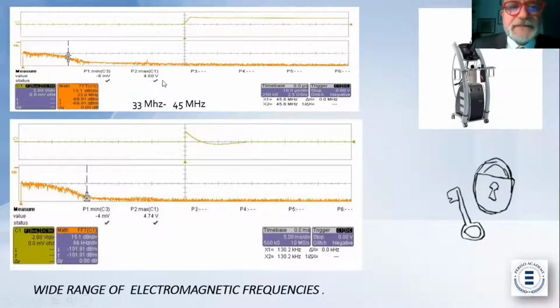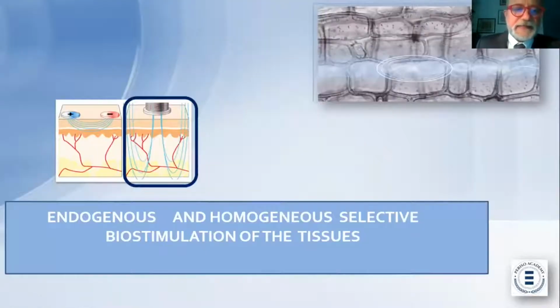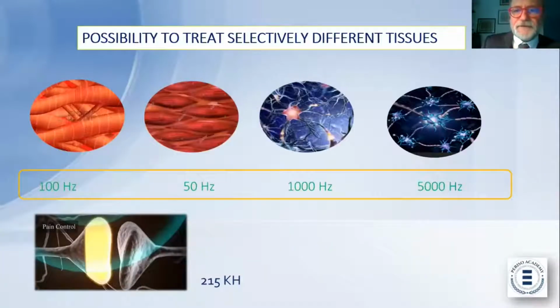The thing to consider is the variability of the frequencies of the electromagnetic fields that is derived by the machines. It's very different from the static magnetic fields and from the low intensity magnetic fields. We have variability of frequencies that allows us to interact better with the electric property of the cells, and we can realize an endogenous and homogeneous stimulation of the tissues. And so we have a greater metabolic effect and a more effective biological effect of the machine.